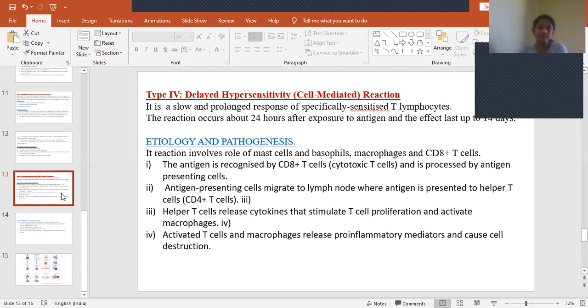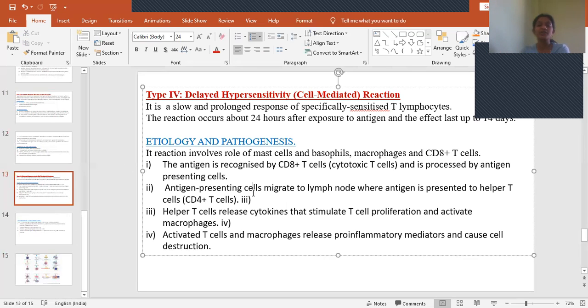And then coming to etiology and pathogenesis, in this reaction, mast cells, basophils, macrophages, CD8 plus T cells or T suppressor cells are involved. So first of all, whatever the antigen is, it is recognized by T suppressor cells or cytotoxic CD8 plus cells, and once they are exposed to that, these are processed by antigen presenting cells. So these antigen presenting cells will migrate to lymph nodes and then present it to helper T cells, that is CD4 plus cells.